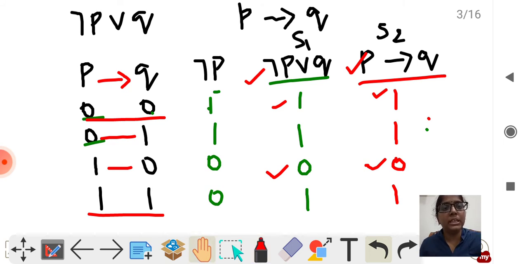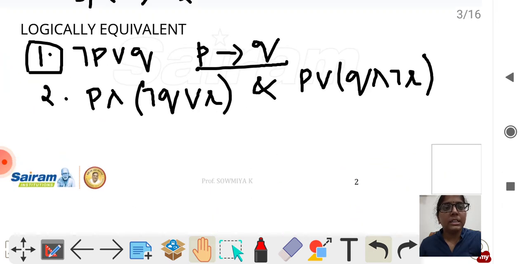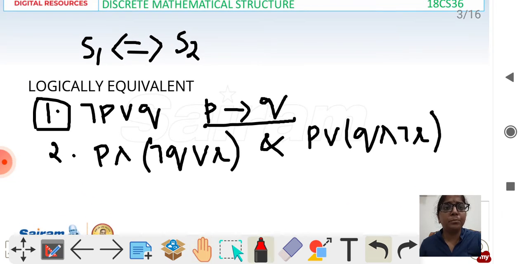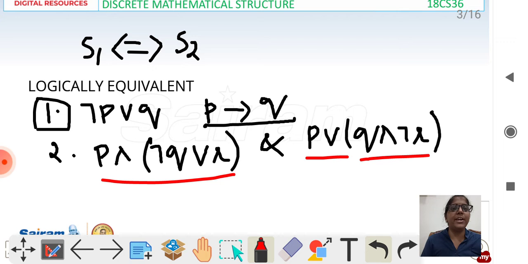Now see another statement. The second problem is P and negation Q or R, and P or Q and negation R. You have to identify whether these two are logically equivalent statements. If you work it out, you will find that these two statements are not logically equivalent. You can try this.